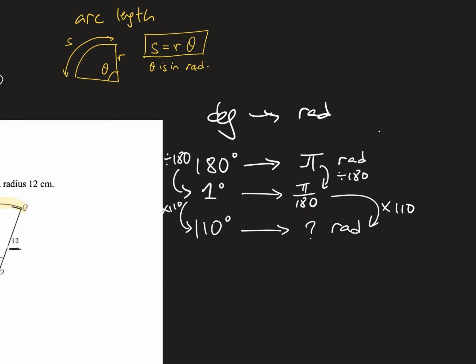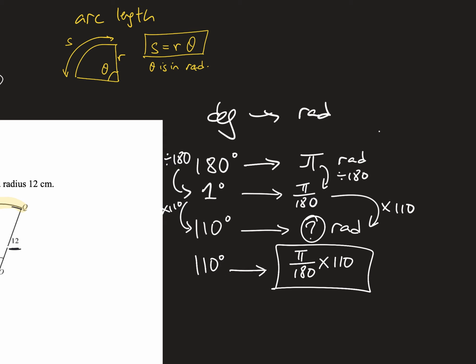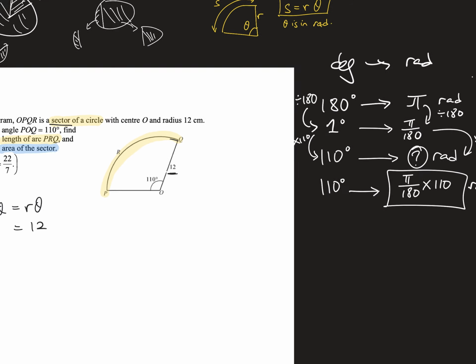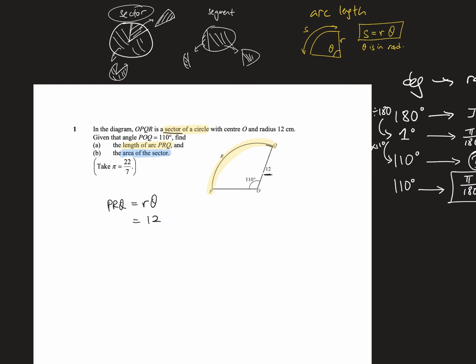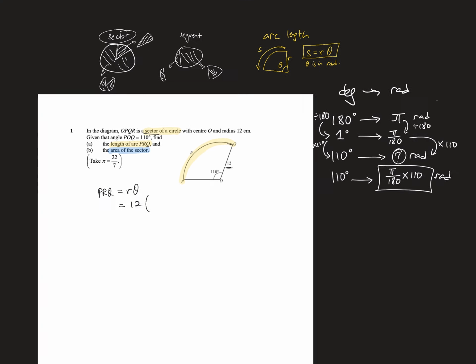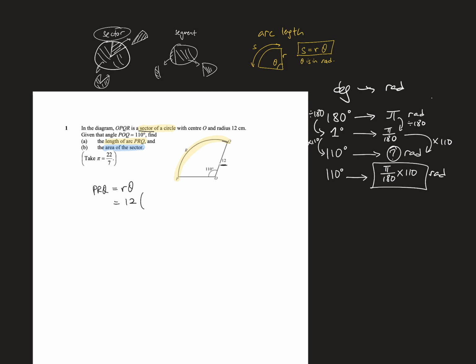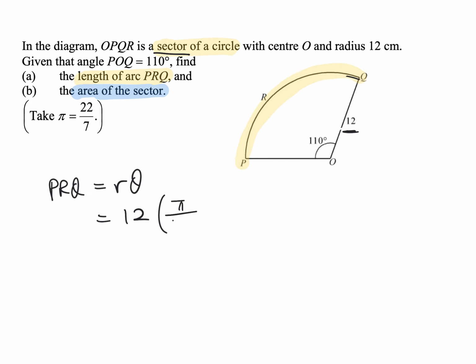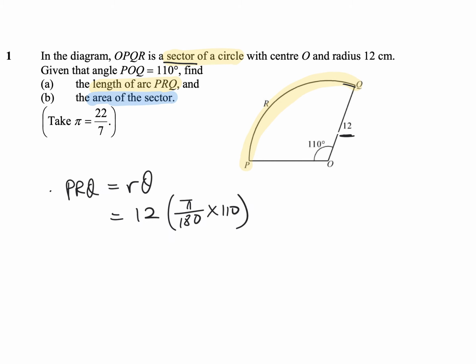And so what I get is, instead of the question mark, pi over 180 times 110. So I can see that 110 degrees converts to pi over 180 times 110 radians. Let me just plug that in. So theta is now pi over 180 times 110 radians. I just applied this formula for arc length, and since this theta was in degrees, I had to convert it to radians.